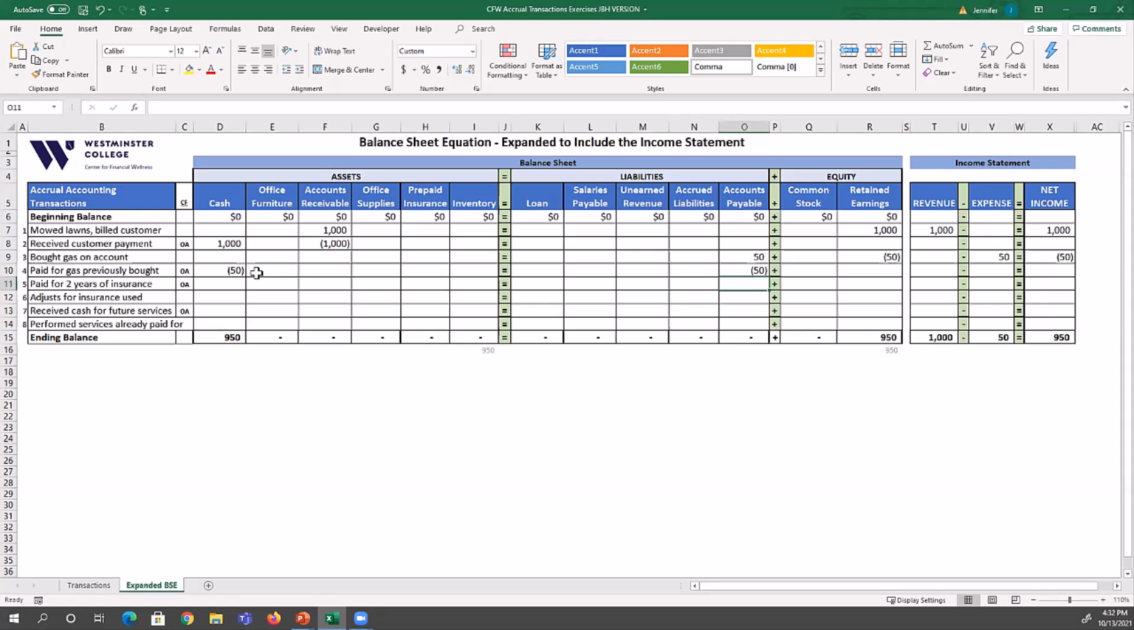And now we have to think, did I use up wealth? And I actually did not in this transaction. That happened in the prior transaction when they went into the exchange with the gas company to purchase the gas. So this doesn't impact the income statement at all. All right, next one.